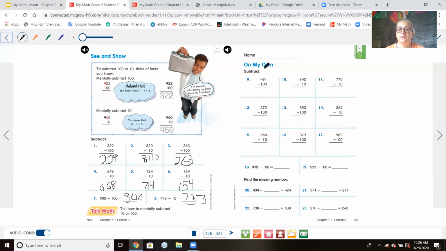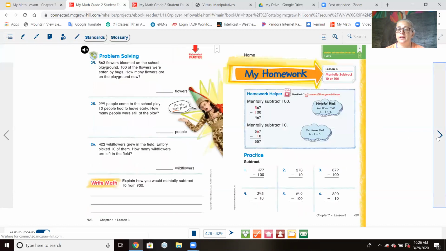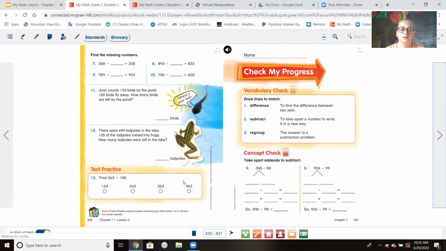Now usually, a lot of us are doing on my own and problem solving. We're going to skip that. I need everyone to turn to page 429. It says My Homework at the top. I want everyone to circle the number 429, then turn your page and circle 430. These are your homework pages for this lesson.